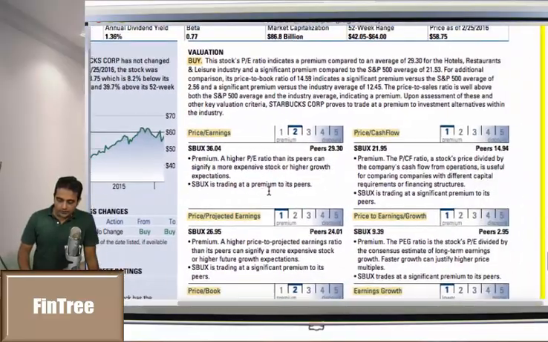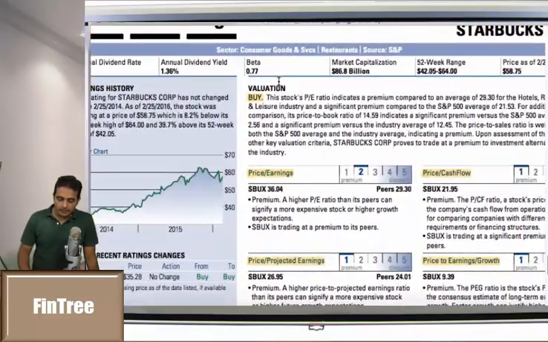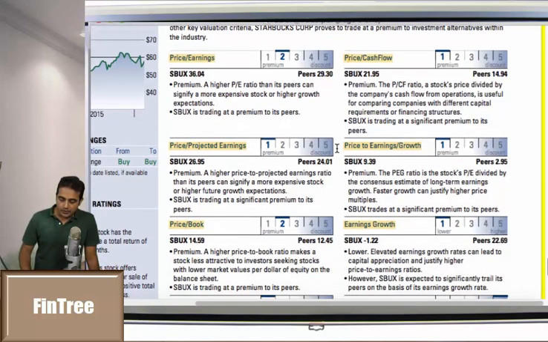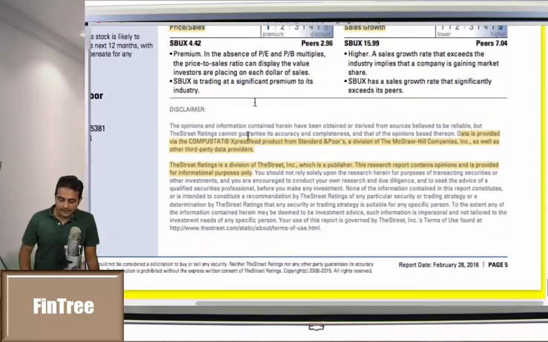Then valuation. So valuation is a clear-cut buy which is being given. We have discussion on price to earning, and based on price to earning, which category the stock falls into. Is it at a premium or is it at a discount? Then price to cash flow. And we have all those metrics. And then disclaimers about how they do the valuation.